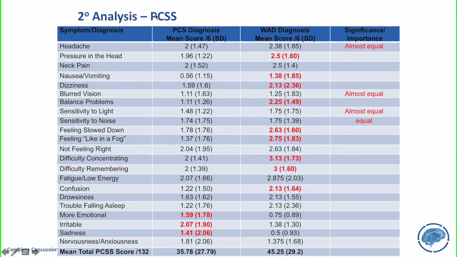Now when we look at the post-concussion symptom scale, pressure in the head higher in whiplash, nauseousness, dizziness, balance problems, feeling slowed down, fogginess, difficulty concentrating, difficulty remembering, and confusion, all higher in whiplash. And if we look at post-concussion symptom scale, post-concussion diagnosis, more emotional, irritable, and sadness. Only on the emotional side did the concussion group have slightly increased symptoms. So there's no difference between these two groups. And you can see here with whiplash, it causes basically the same types of symptoms.